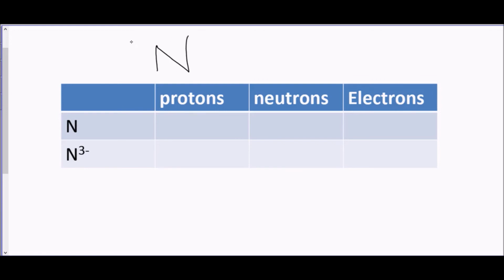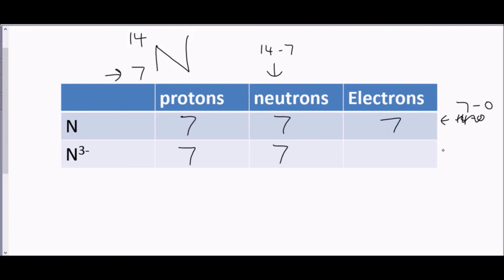So if you've gone to your periodic table, you'll find that nitrogen looks like this. So again, protons is equal to the atomic number, so that is 7 in both nitrogen and its ion. The number of neutrons, we've got 14, take away 7, 7 neutrons in both. And electrons. So in the neutral atom we've got 7 take away 0, which gives us 7 electrons, and in the charged ion we've got 7 take away -3, which gives us 10 electrons.